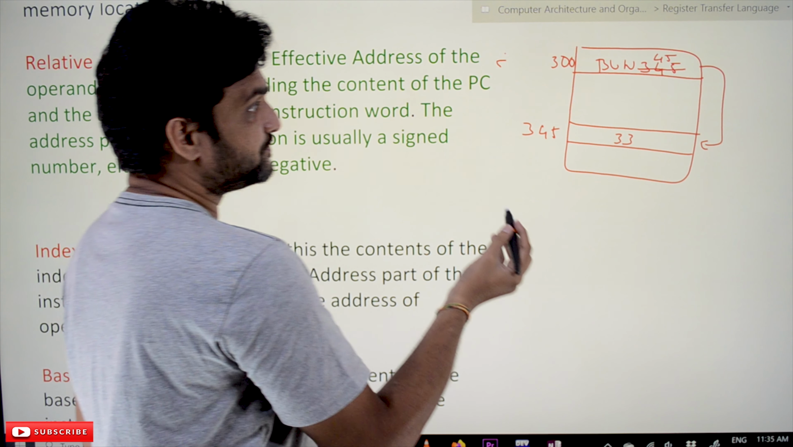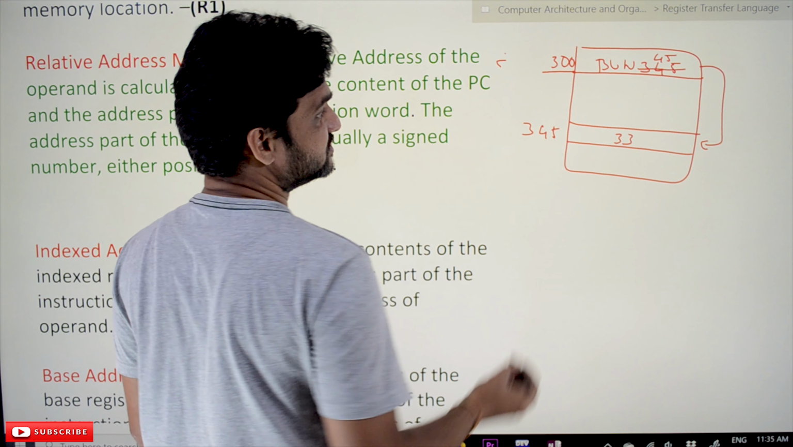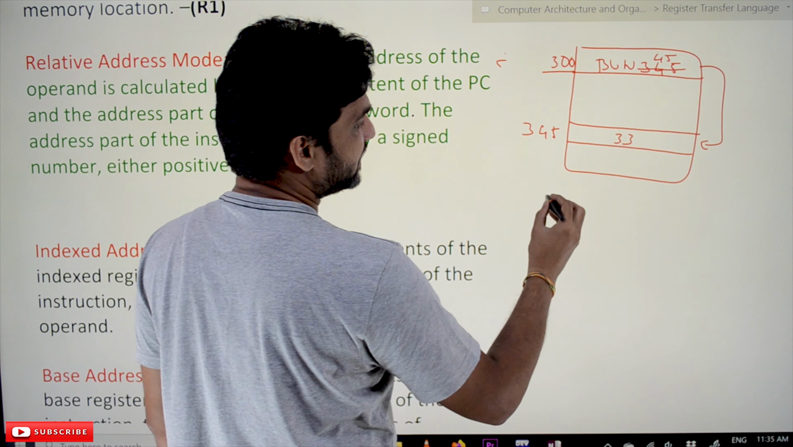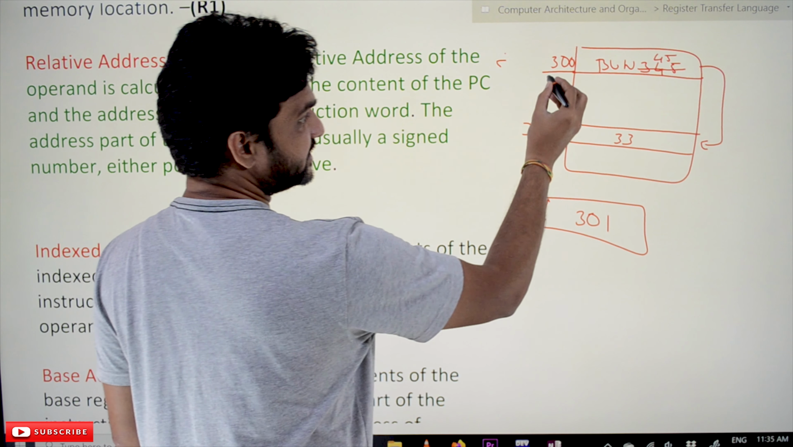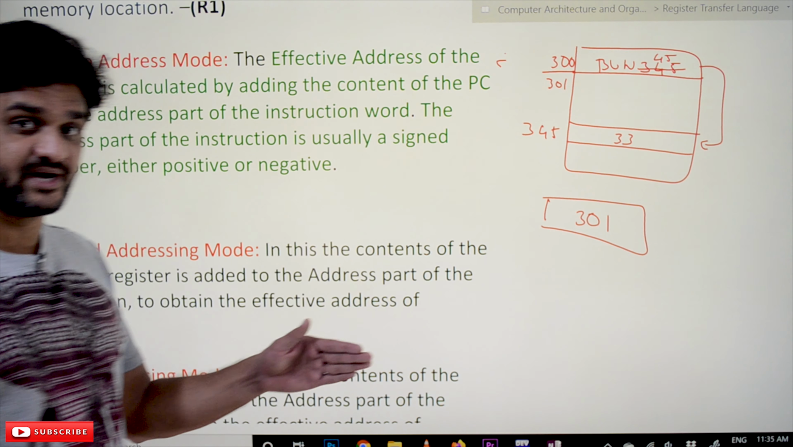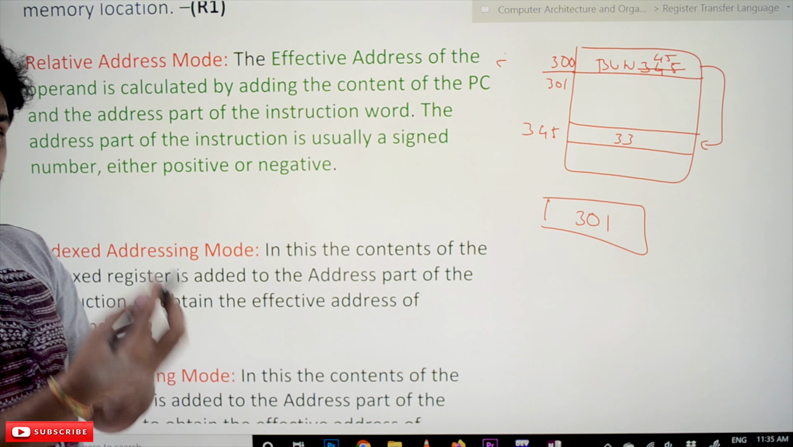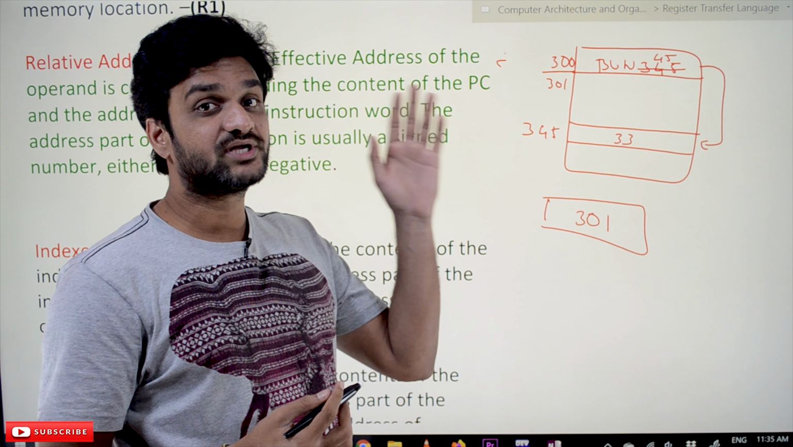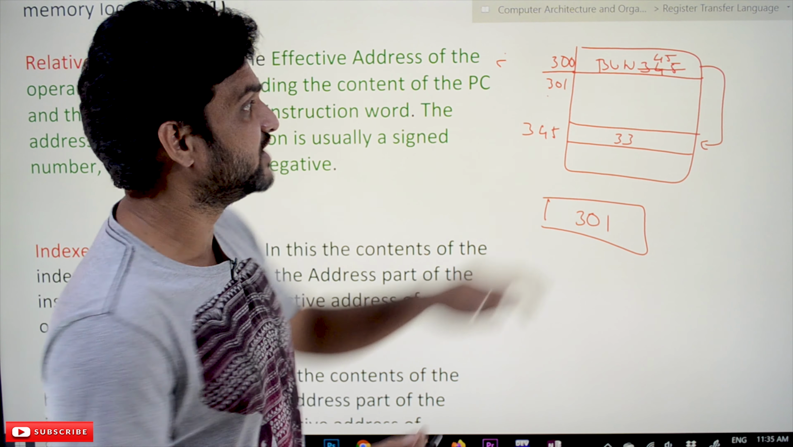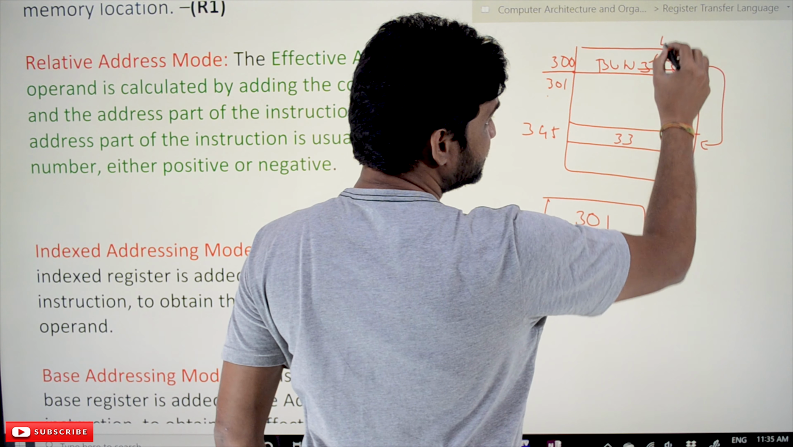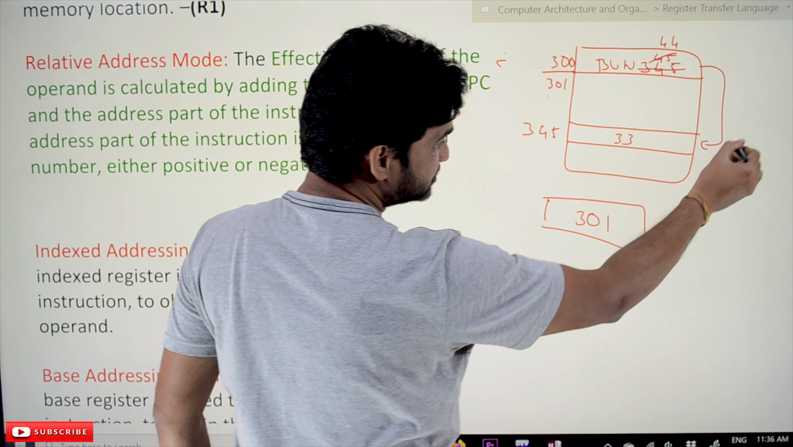Okay, so the value in the program counter. Whenever we are executing the instruction at 300, in the fetch and decode part, the program counter will be incremented. The discussion about fetch and decode has already been made in our previous videos. There we discussed that in the process of fetching the instruction, the program counter gets incremented. So relative to this address 301, this value will be provided. Here we are provided with 44. So 301 plus 44.